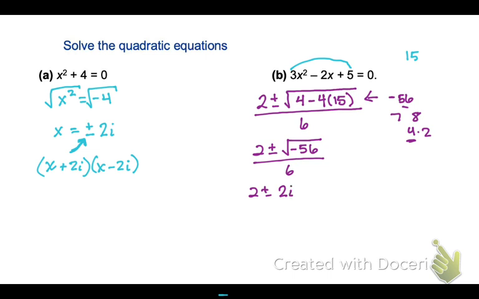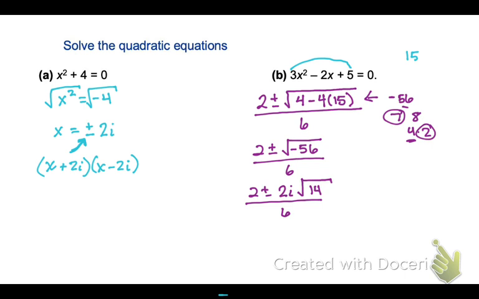Where'd the i come from? The negative. And then we still have in there a 2 and a 7. So the square root of what? 27. Good job. 2 times 7 is 14. 14 over 6. But this isn't in standard form, is it?